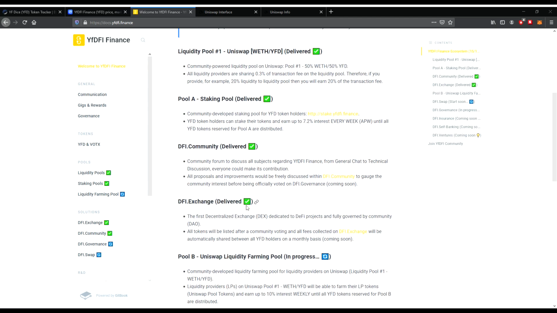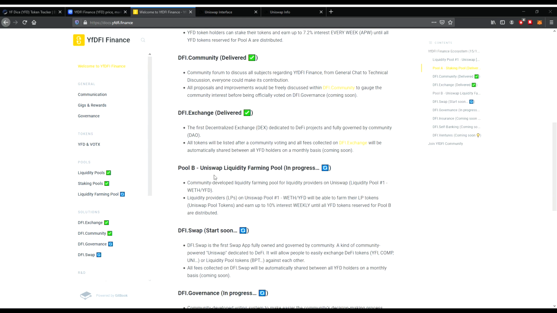What will we have there? Community developed liquidity farming pool for liquidity providers on Uniswap. Liquidity pool number one, YETH. This is wrapped Ethereum to YFD. And liquidity providers, LPs, on Uniswap pool 1, wrapped Ethereum to YFD, will be able to farm their LP tokens, Uniswap pool tokens, and earn up to 10% interest weekly until all YFD tokens reserved for pool B are distributed.